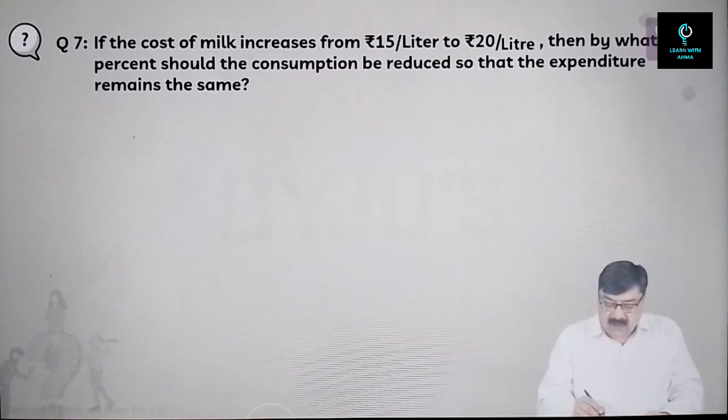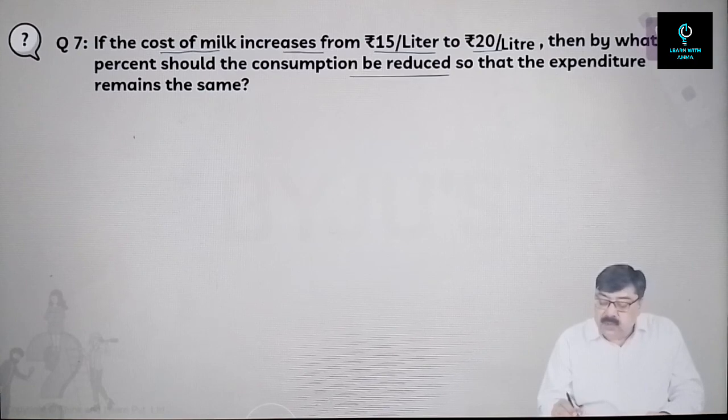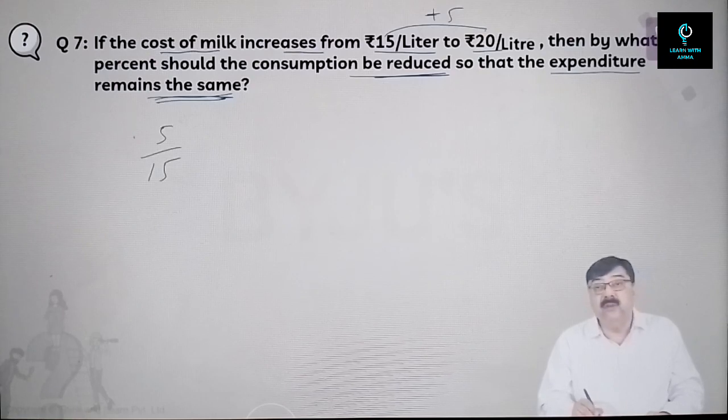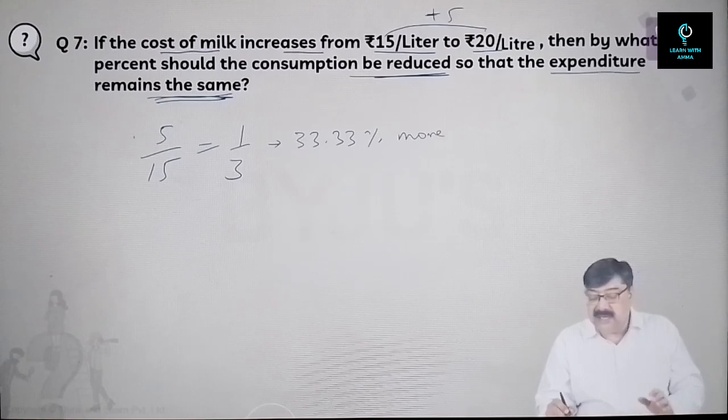Alright, let's look at this. If the cost of milk increases from 15 rupees per liter to 20 rupees per liter, then by what percent should the consumption be reduced so that the expenditure remains the same? Now 15 to 20, how much is the increase? Increase is 5 rupees. So 5 rupees increased over 15 rupees. That is 5 by 15, which is 33.33%. So cost of milk has increased by 33.33%.